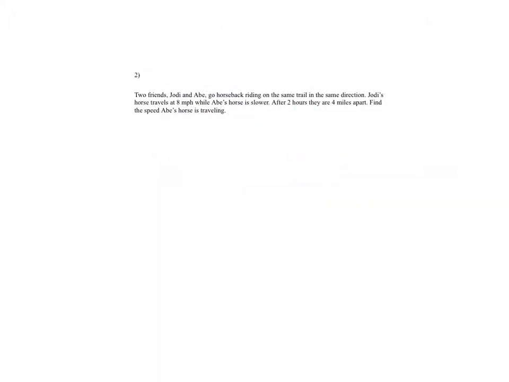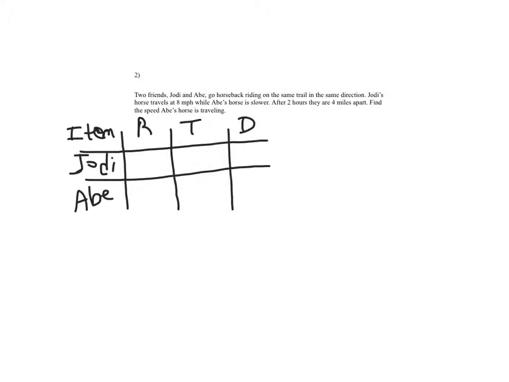Now take a look at the second problem and take a few minutes to read that. So, motion problems, set up your chart: item, rate, time, distance. The two items are the two friends, Jody and Abe. So they're horseback riding on the same trail in the same direction, so it's the same idea as number one. They're heading in the same direction. Jody's horse travels at 8 miles per hour. So 8 miles per hour is speed, again, which is rate. So Jody's rate here is going to be 8.